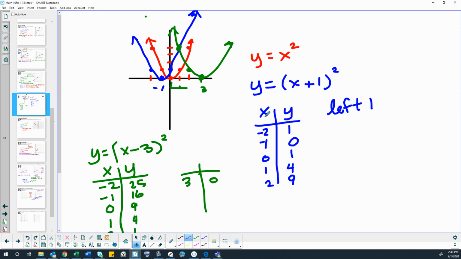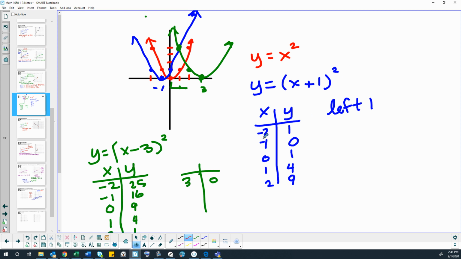We add 1 to it. So to get these numbers, what I did is I plugged in the numbers. So I went from the same numbers I did with my red graph, -2 to 2. So -2, plug it in, I get -1, -1 squared is 1, -1 plus 1 is 0, 0 squared is 0, 0 plus 1 is 1, 1 squared is 1, 1 plus 1 is 2, 2 squared is 4, 2 plus 1 is 3, 3 squared is 9.